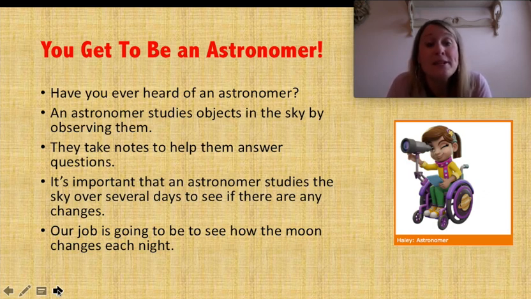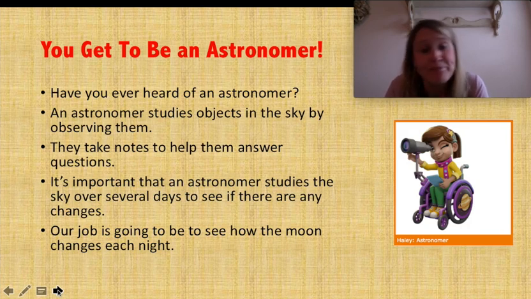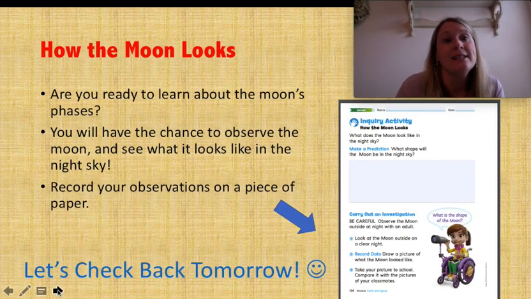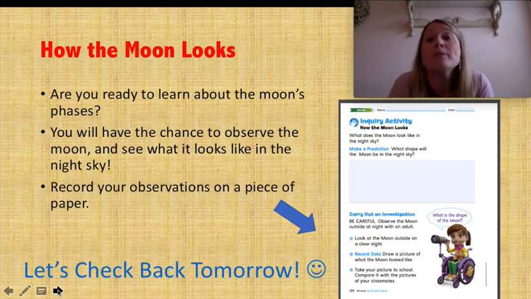So it's important that an astronomer studies the sky over several days to see if there's any changes. Because if we were just looking at the sky on one night, that's not going to give us all the information we want, right? So we're going to have to go back and look at the night sky over several days to chart any changes and see what's different about it or the same. So our job is going to be to see how the moon changes each night. So we're going to be like this astronomer down below me here. This is Haley, the astronomer. We're going to be like her.